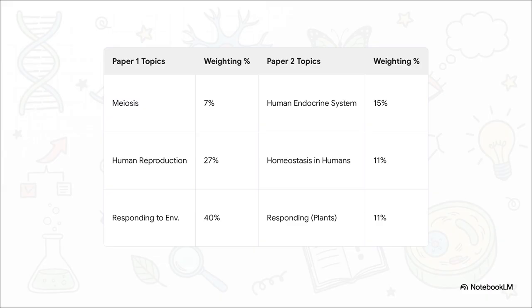Now, knowing exactly where your marks come from, that is strategic. Just look at the massive 40% weighting on responding to the environment and 27% on human reproduction in Paper 1. Wow, right? Meiosis might only sit at 7%, but it's completely foundational. Over in Paper 2, the human endocrine system is a heavy hitter at 15%. If you're figuring out how to manage your study time, use this breakdown as your compass. Focus your heaviest efforts on these core topics. And during the actual exam, don't burn all your time on low-weight introductory questions at the expense of these high-mark sections. You've got to maximize your return on investment.